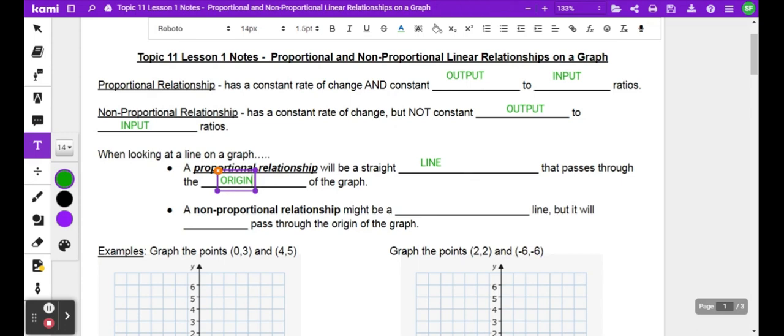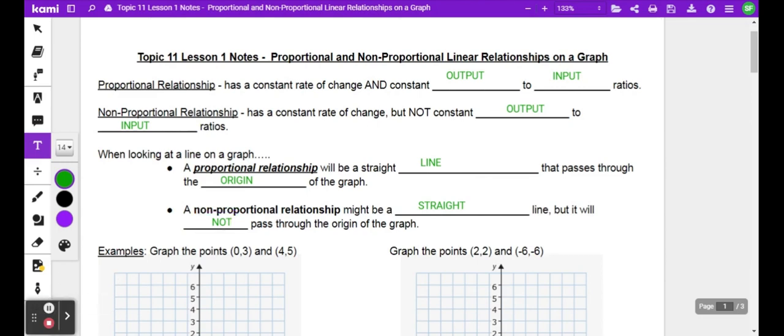A non-proportional relationship might be a straight line, but it is not going to pass through the origin. So again, big difference there when we talk about proportional and non-proportional. If it is a curved line, it is instantly non-proportional. If it is a straight line, then we need to double check and ask, does that line pass through the origin? If it does, it's going to be proportional. If it does not, it is going to be non-proportional.